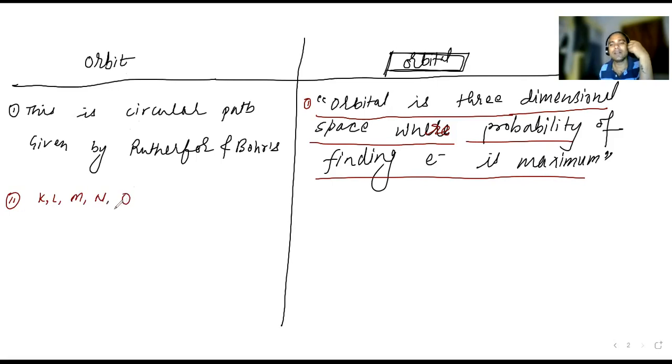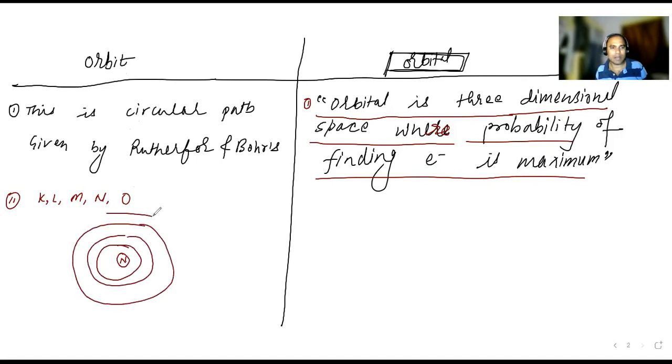Orbits mean the circular path. There are so many orbits possible around the nucleus. Suppose this is the nucleus, so the orbits are there. Just like here. But if you talk about orbital, the second point here, you see orbital.